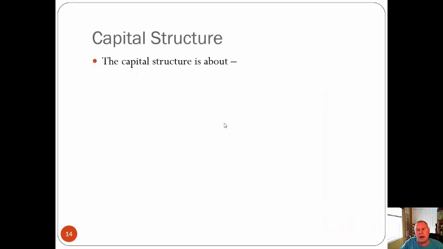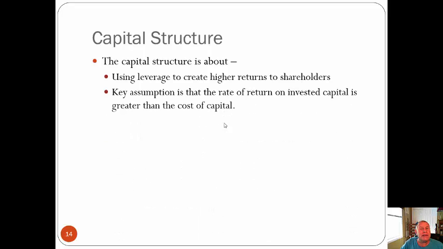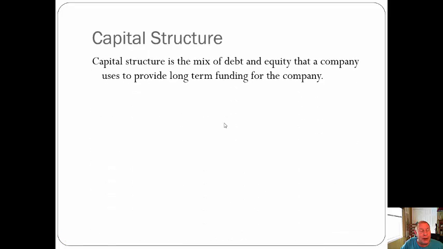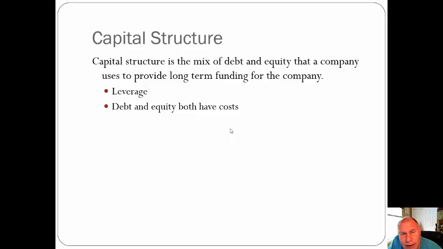Capital structure is about creating leverage to have a higher return for the shareholders based on how the shareholders want it. The key assumption with all of this is that the rate of return on invested capital is greater than the cost of capital. And that is determined by the mix of debt and equity that a company uses to provide for long-term funding of the company. That's leverage. We need to keep in mind, though, that both of these have costs associated with them. Debt has a direct cost, but equity has a cost too, as we looked at with the expectation of return. The shareholders wanted a return, so there was a cost associated with that.